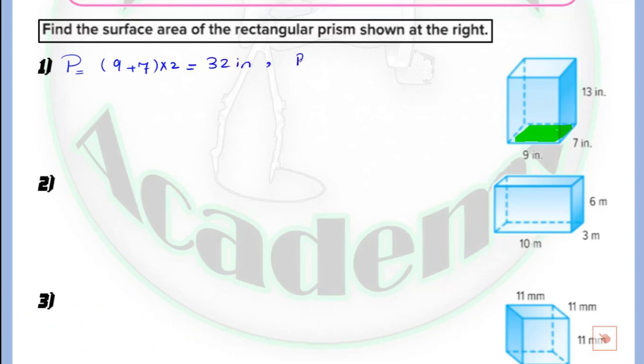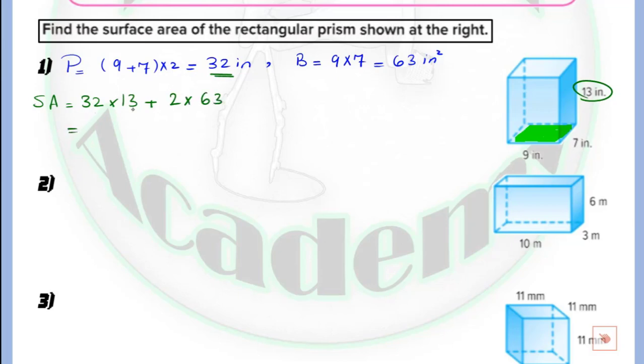Now we need to find the area of the base. The area of the base as a rectangle equals length multiplied by width. So 9 multiplied by 7, the answer will be equal to 63 square units. Now we need to find the surface area. To find the surface area, we'll use the perimeter of the base, which is 32, multiplied by the height, which is 13, plus 2 times the area of the base.